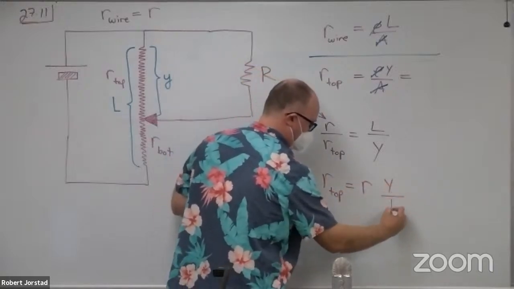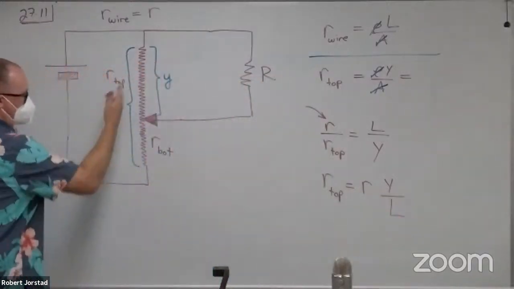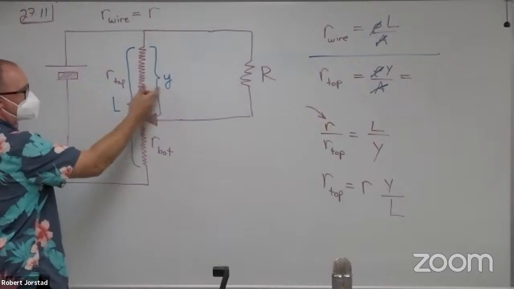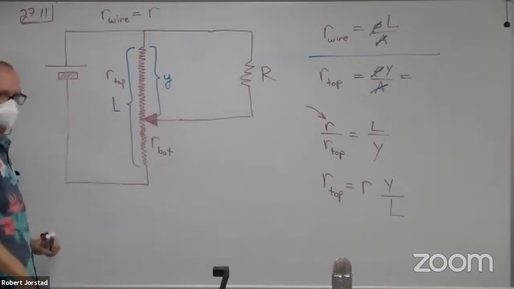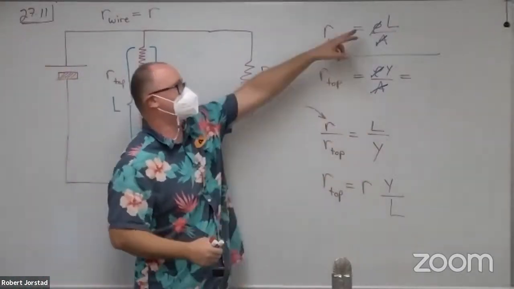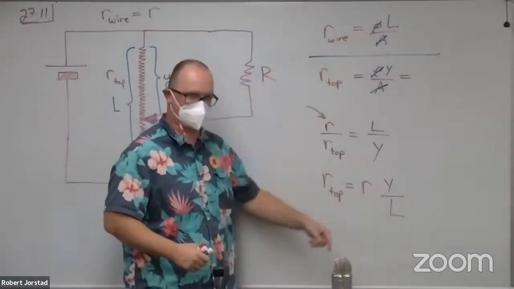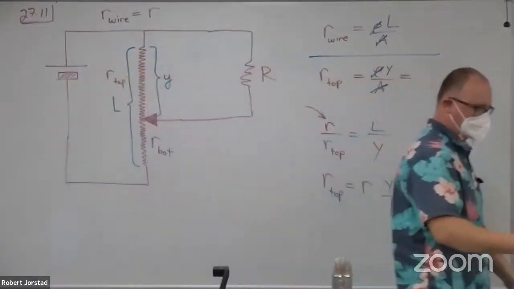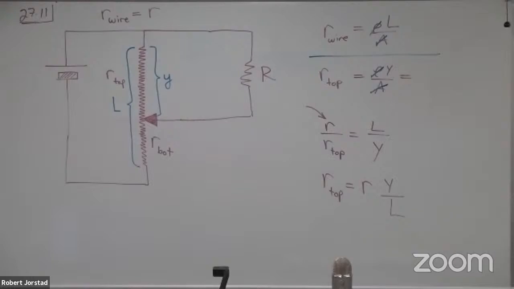Isn't it just the ratio of the lengths? If I use half of the length, isn't it half of the resistance? If I use a third of the length, it's a third of the resistance up top. Does that make sense? So that's just saying take a ratio. If the length appears in the numerator, you just take a ratio of the lengths times the resistance. Got it?